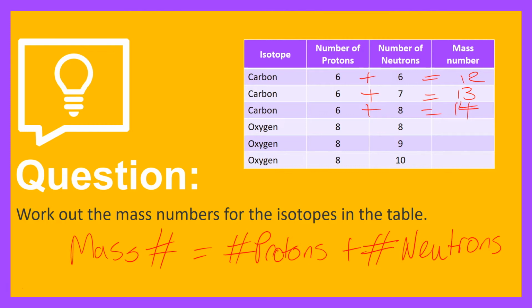Those first 3 were for carbon. Oxygen is here. We've got 8 plus 8 is equal to 16. 8 plus 9 is equal to 17. 8 plus 10 is equal to 18. Now we happen to have ones all in sequence, so you might not always get that, but that's all you have to do. Add the number of protons to the number of neutrons. Really handy because you can actually work it the other way. If you know the mass number and you know the number of protons, you can work out how many neutrons something must have as well.